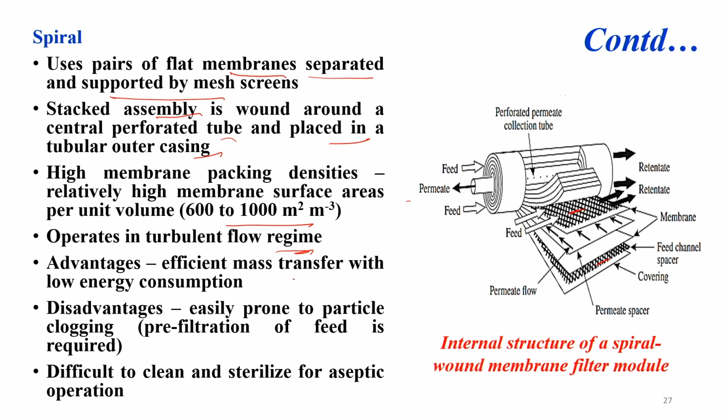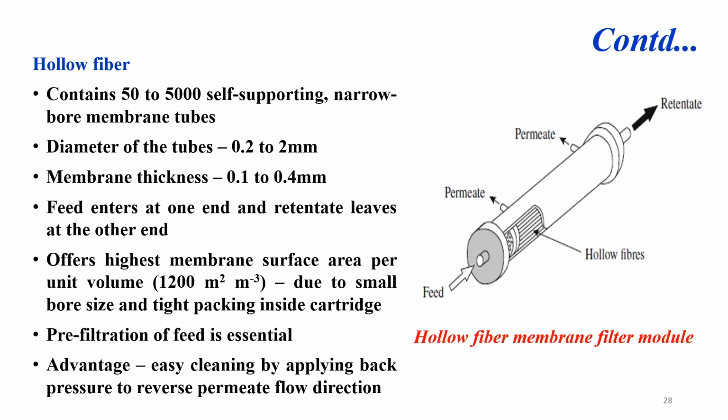So, the advantage here is efficient mass transfer with low energy consumption. Further, the disadvantage is that this is easily prone to particle clogging. So, one option is you have to pre-filter the feed before passing through this filtration assembly, and in addition it is difficult to clean and sterilize for aseptic operations. So, another arrangement is you can have the hollow fiber.